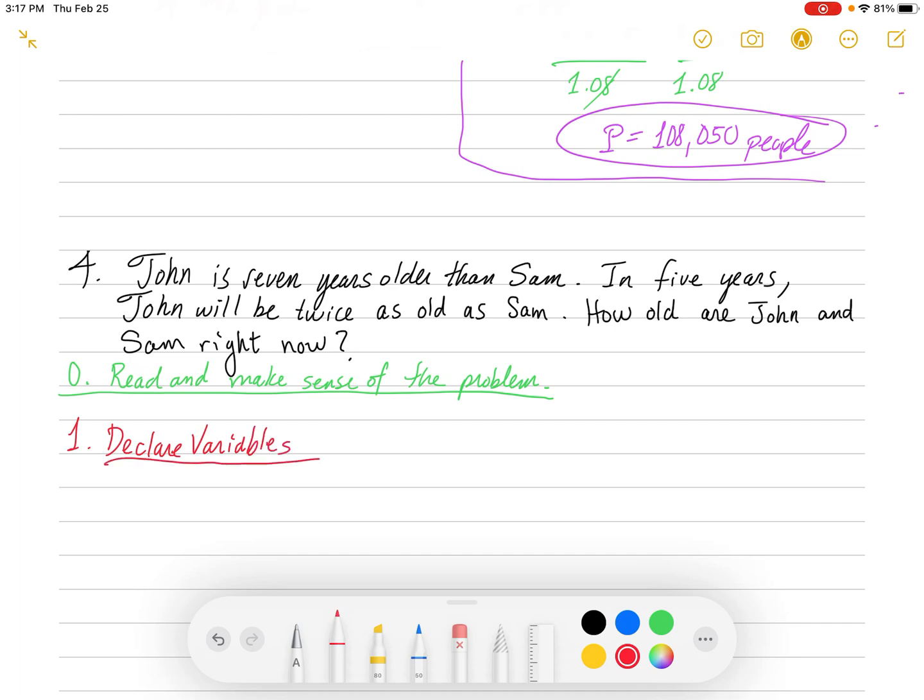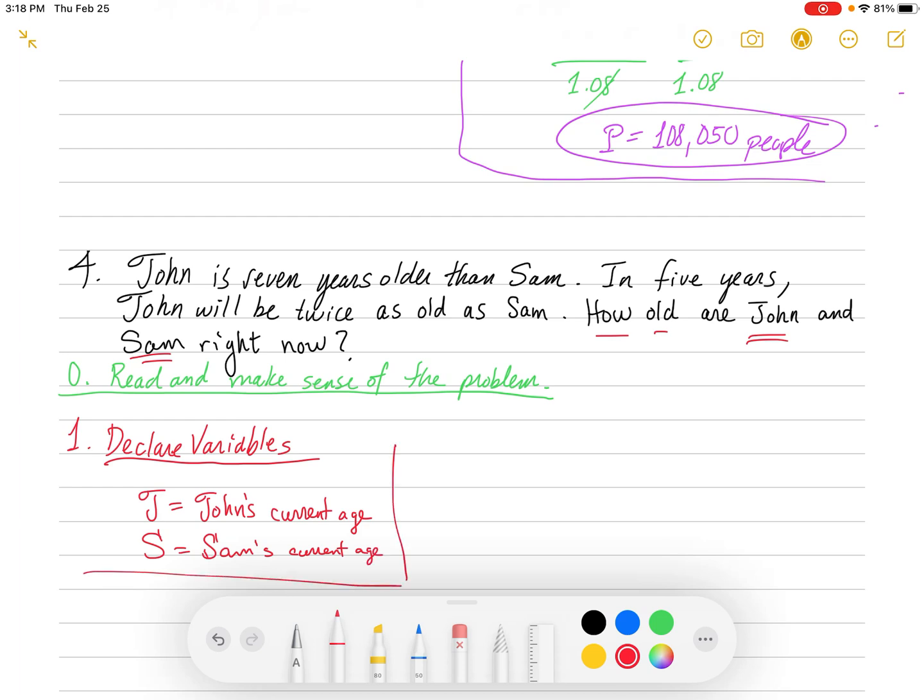What are we looking for? How old John is right now and Sam is right now. So we're going to call J John's current age, and S we're going to call Sam's current age, so right now. So those are the 2 unknown quantities that we're looking for. So I want to write some equations for this. So step 2, write equations.